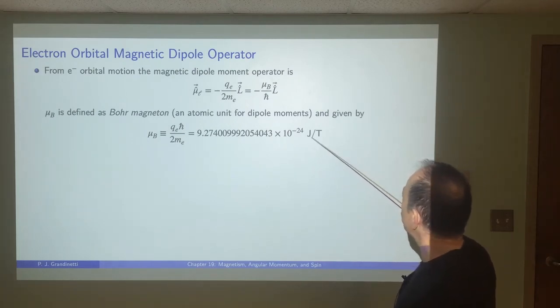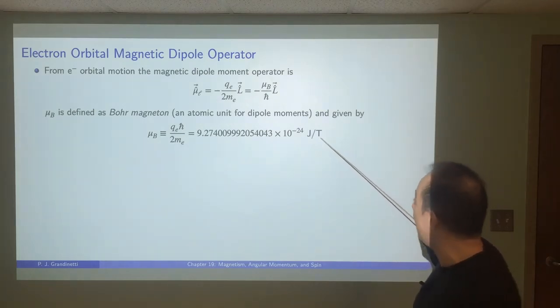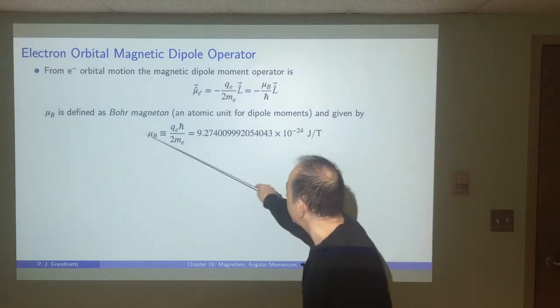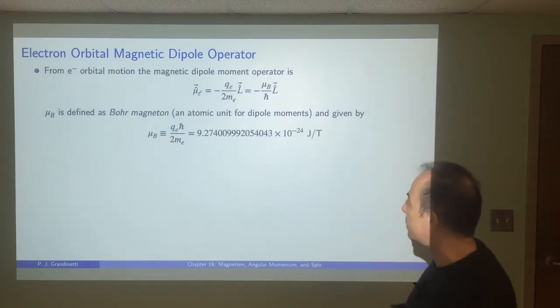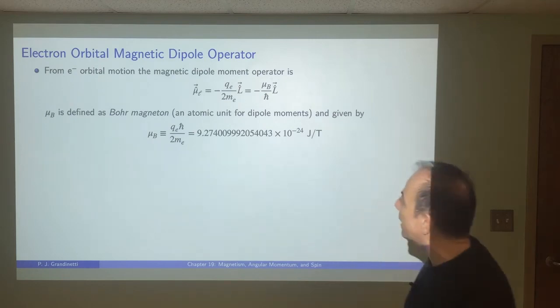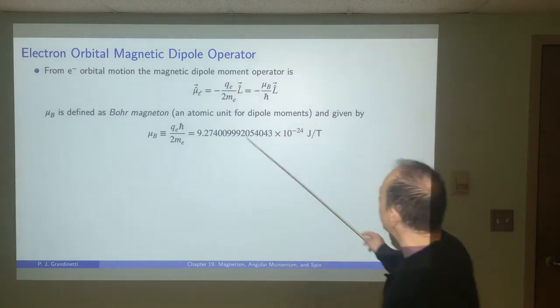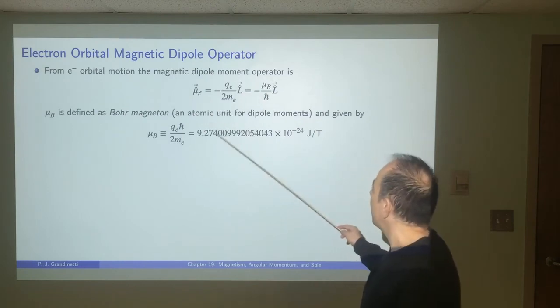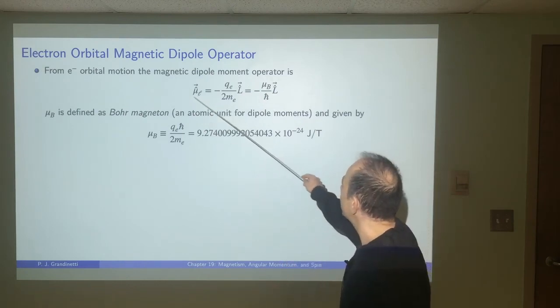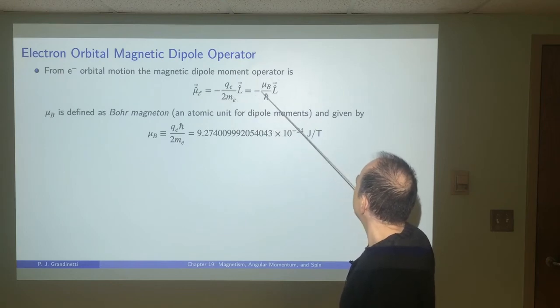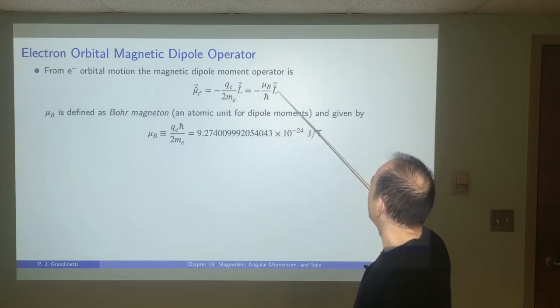This is joules over Tesla, the unit of a magnetic dipole moment. And this quantity is going to be called the Bohr magneton. So mu b is the Bohr magneton. That's an atomic unit of dipole moments. So if we rewrite this expression in terms of the atomic unit for dipole moment, then mu L is minus mu b over h bar times L.